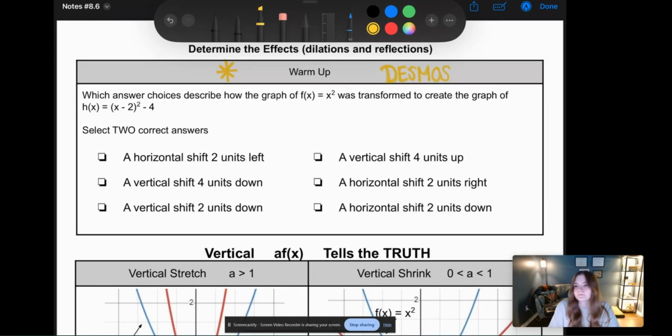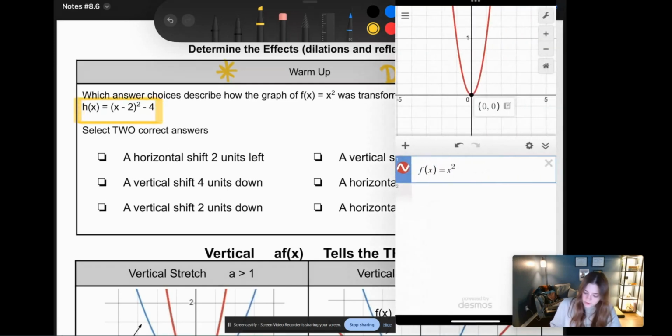We need to practice. So on this, you're just going to look at this function right here. Remember, all functions start at f of x is equal to x squared, and your vertex is always at 0, 0. That's where we start. And then you are going to see what this did. And if you remember from our last notes, if it's inside of the parentheses, it's horizontal and it lies. If it's outside of the parentheses, it's vertical and it tells the truth. So try that warm-up on your own.